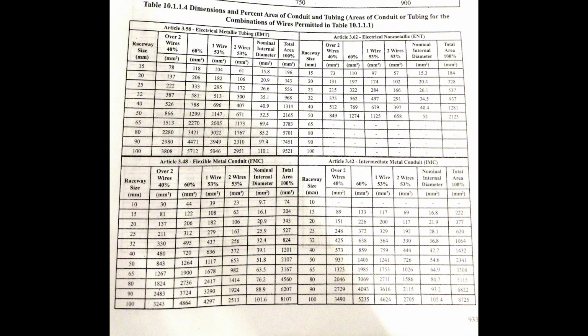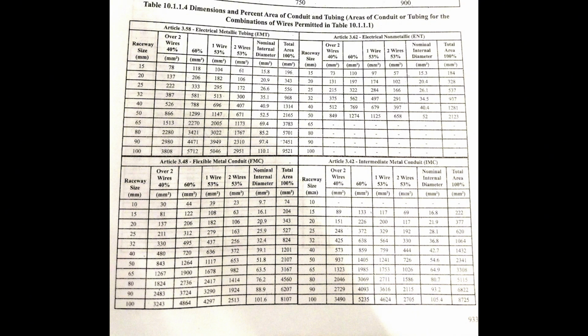In slide 9, conduit fill table. So as you can see, this image shows a reference table used in electrical work to determine the maximum number of wires or conductors allowed inside different types and sizes of conduit or raceway. The goal of this table is to ensure conductors don't take up too much space inside the conduit, which prevents overheating and making it impossible to pull wires safely.